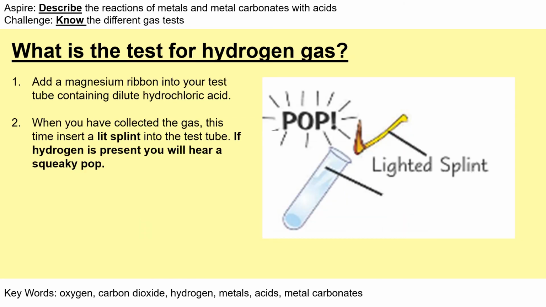The next one is the test for hydrogen gas. So this is the reaction of a metal plus acid, and it gives us a salt plus hydrogen. If you have hydrogen being produced and you put a lighted splint to it, like you see in the diagram, you will hear a very distinct squeaky pop.